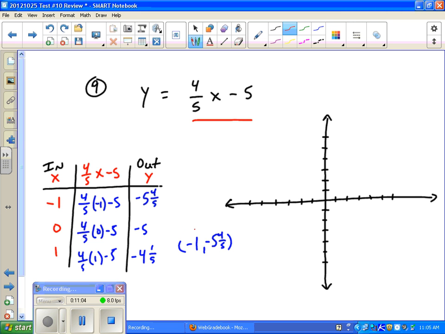This one tells you to go to the left one time and to go down 5 and 4/5. So go to the left one time from the origin and down 1, 2, 3, 4, 5, and then it says 4/5. So almost to the sixth one, and that's where your point's going to go. I'll erase that mess. So -1, -5, and 4/5. That's your first one.